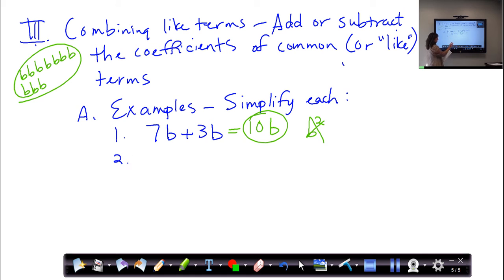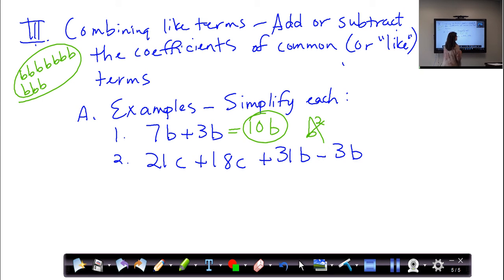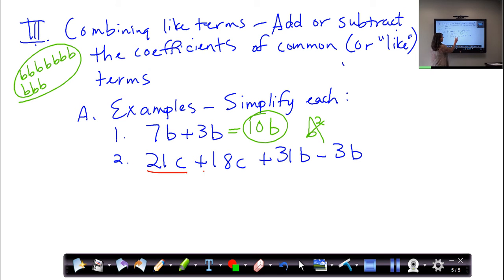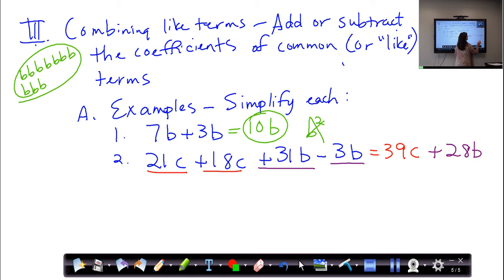Let's try another one here. Let's do a 21c plus an 18c plus a 31b minus a 3b. So what this one is saying is that I've got 21 c's sitting in a pile in front of me, and I'm going to add 18 more c's into that pile. That means I have a total of 39 c's sitting in the pile in front of me. But now with these b's, I've got 31 b's sitting in front of me. I'm taking 3 b's out of that pile. How many b's are left? I've got 28 b's left in that pile.